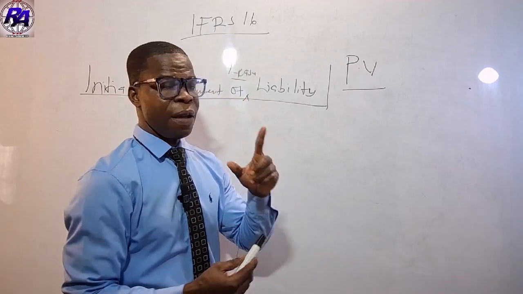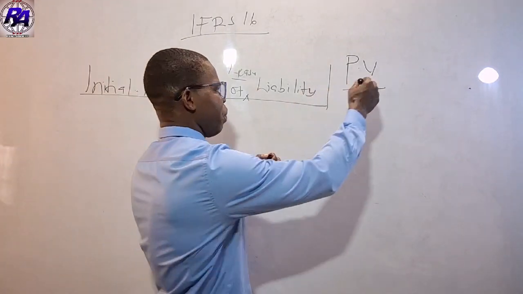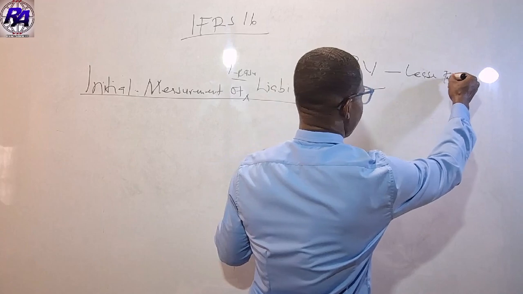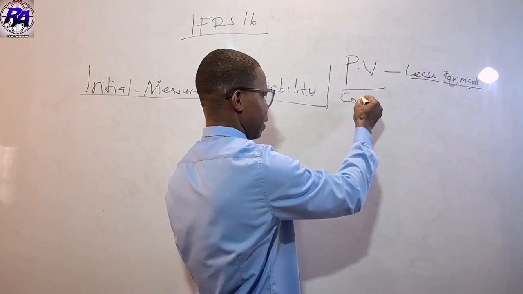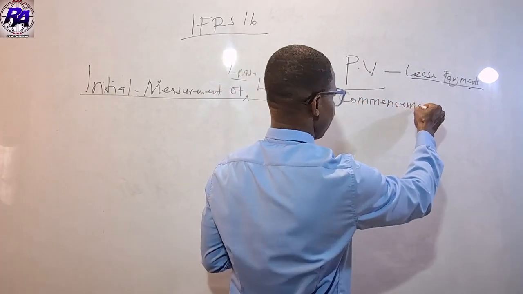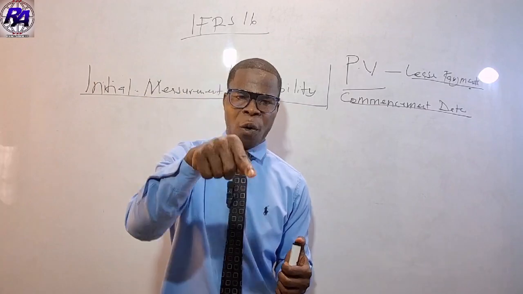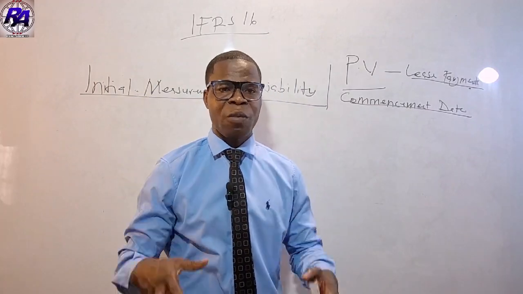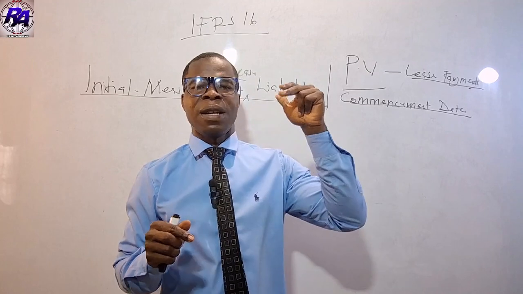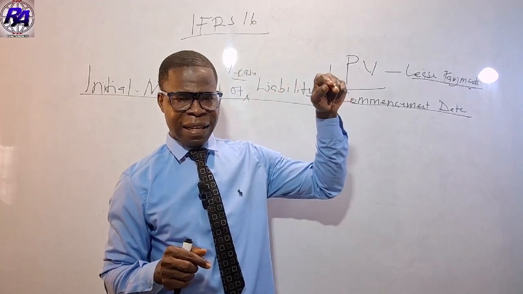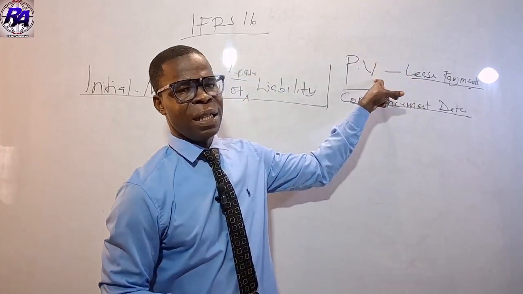So we are saying that initially, a lessee must measure a lease liability at the present value of all lease payments that are not paid at the commencement date. Please take note of this statement. That means any amount that has already been paid before or on the commencement date shall not be part of the lease liability. Any amount that has been paid on or before the commencement date shall not be part of your lease liability.